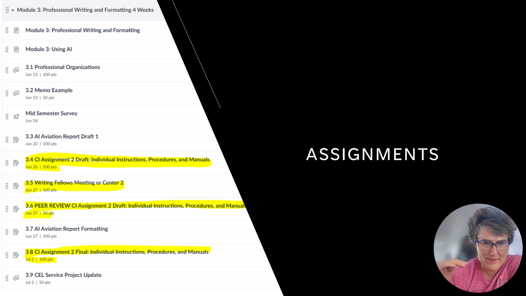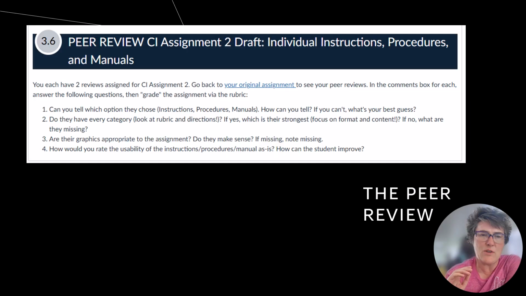If you look at the spacing in these, they're about a week apart. So your draft comes first. The next week, you have your writing fellows meeting due and your peer review due. The next week, you have your final due. So you're taking steps, basically. Again, with your peer review, make sure you turn yours in on time first.